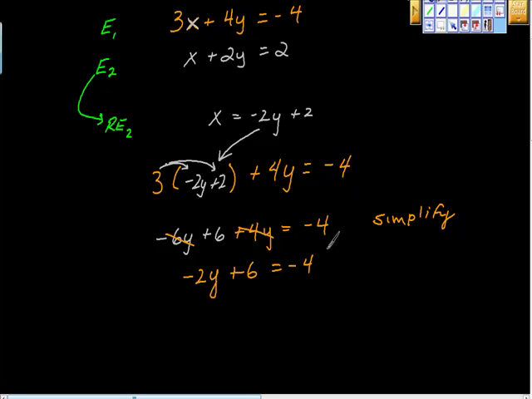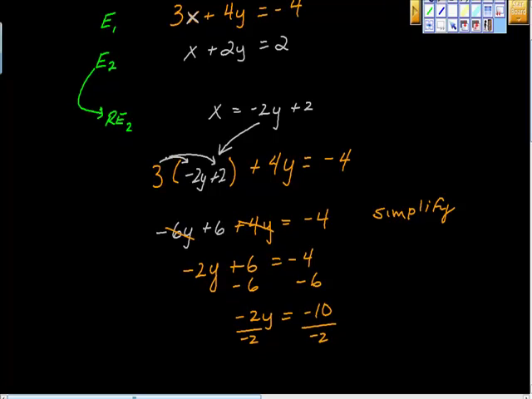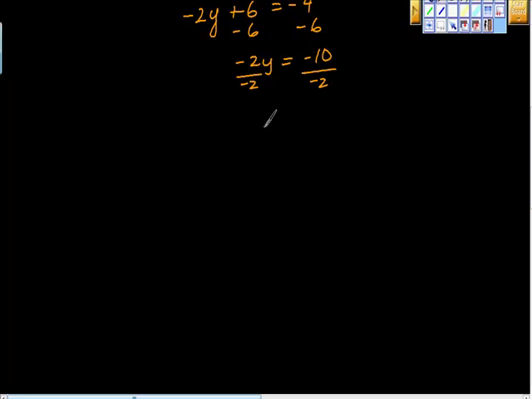Now we just do some algebra, don't we? And we're going to solve, and we're going to find out what the value for y is. Add negative 6 to both sides here, and we get negative 2y is equal to negative 10. Divide both sides by negative 2, right? Because we want to figure out what the y value is. And we find out that y is equal to negative over a negative is a positive. 10 over 2 is 5, so y equals 5.